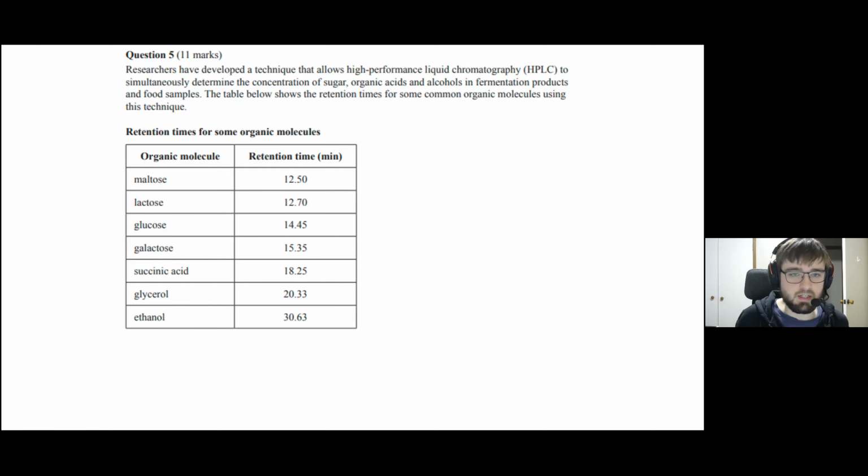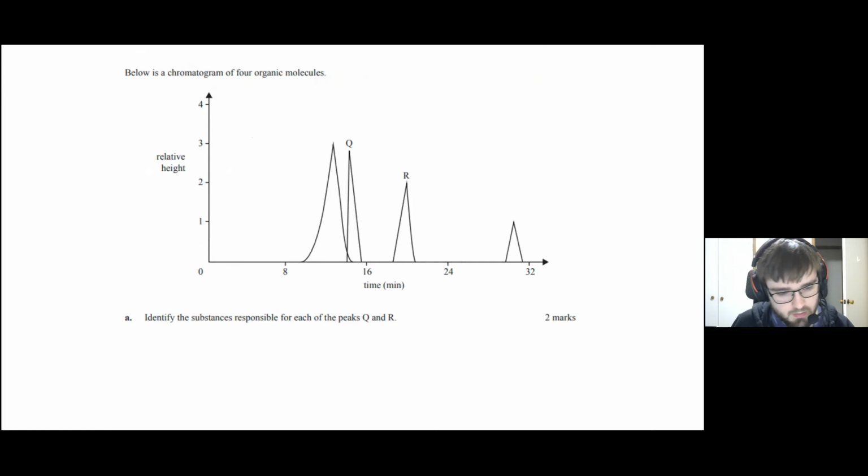Researchers have developed a technique that allows HPLC to simultaneously determine the concentration of sugar, organic acids, and alcohols in fermentation products and food samples. Here's some retention times. What a cool technique. So we've got our chromatogram here, and we've got 4 different peaks here. Now, I'd be questioning exactly how well this technique is going to work if the peaks are overlapping, but again, another issue. Identify the substances responsible for each of the peaks Q and R.